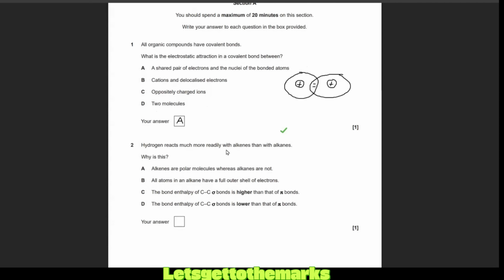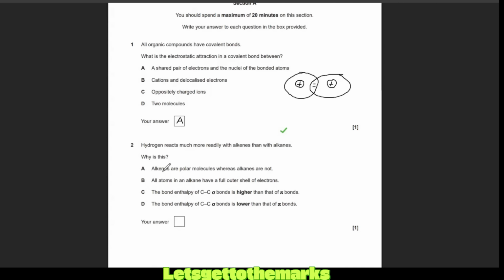Hydrogen reacts much more readily with alkenes than with alkanes. Why is this? A, alkenes are polar molecules, whereas alkanes are not. B, all atoms in an alkane have a full outer shell of electrons. C, the bond enthalpy of the C-C sigma bond is higher than that of the pi bond. D, the bond enthalpy of the C-C sigma bond is lower than that of the pi bond. This one's quite difficult, and I wouldn't be surprised if quite a few students go for A. I'm going to go through the explanation, so have a go at it. Okay, I'm going to go through now.